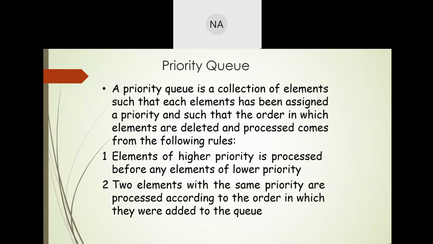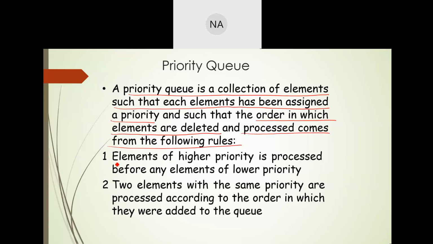So in this lecture, we will study a variation of queues, which is called priority queue. So what is a priority queue? A priority queue is a collection of elements such that each element has been assigned a priority, and the order in which the elements are deleted and processed comes from the following two rules.